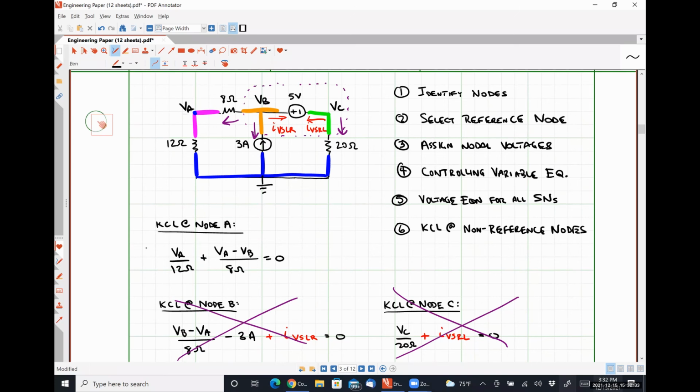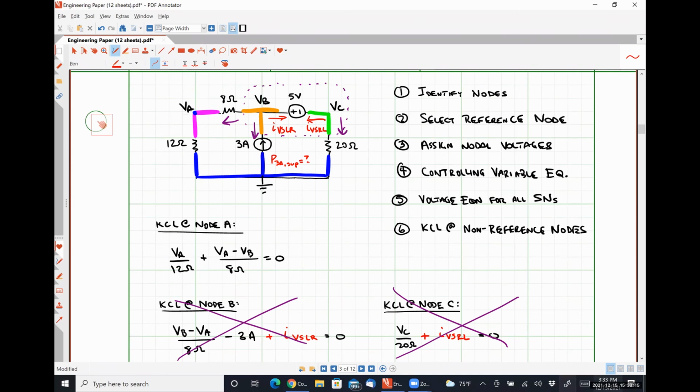what if we wanted to determine the power supplied by the 3 amp source? Okay. So let's put that in red here. P 3 amp supply. How could we determine that using the nodal voltages that we've determined? So if I want the power supplied by a source, what do I need to know? The voltage drop across the source and the current flowing through the source.